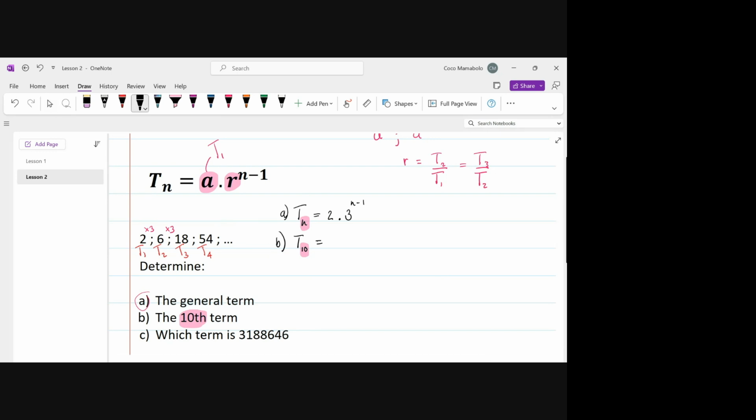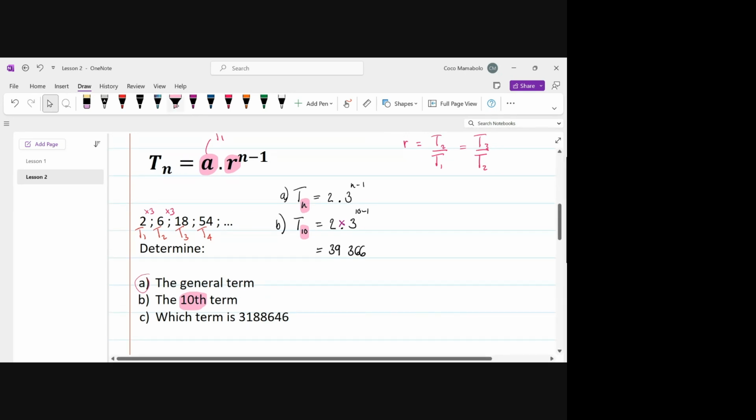All right. So our answer here should be 39,366. 2 times 3 to the power of 10 minus 1. And if I put that into my calculator, guys, don't put a comma. Please put a multiply. Let's make it a little bit bigger so people can see. Multiply. Right. I should get 39,366.